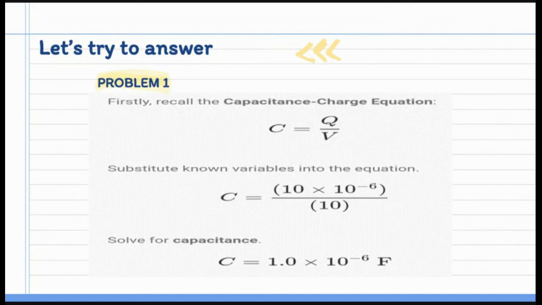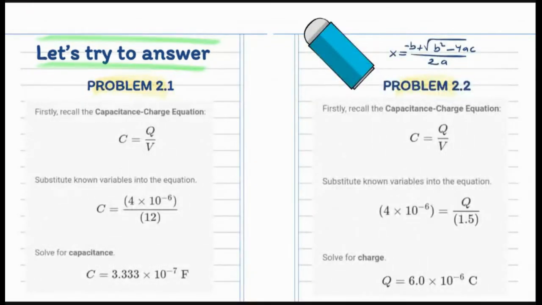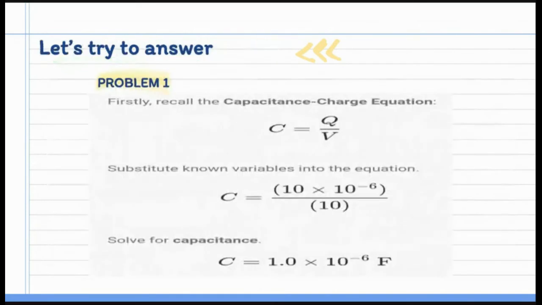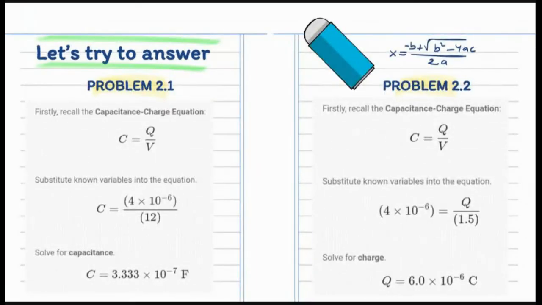Okay? Now, let's go to the second problem. The second problem tells us that if we have a 4 microfarad capacitor, how much electric charge is stored if we connect it to a 12-volt battery, and if we connect it to a 1.5-volt battery. Now, we still use the same capacitance charge equation, which is C is equal to Q over V, and substitute the given variables.